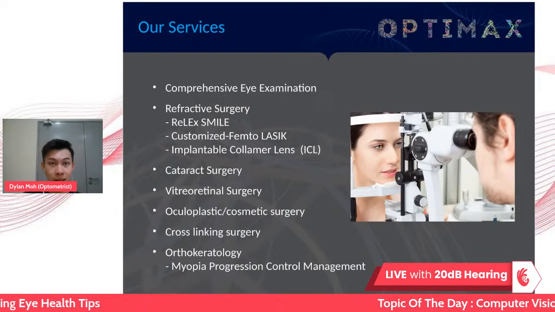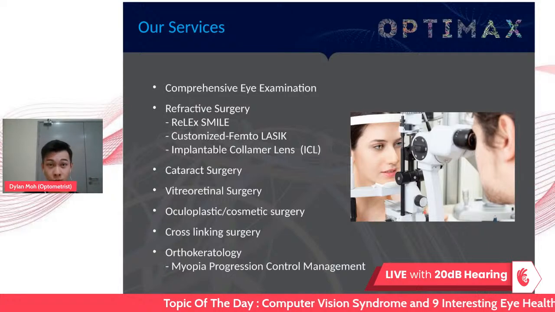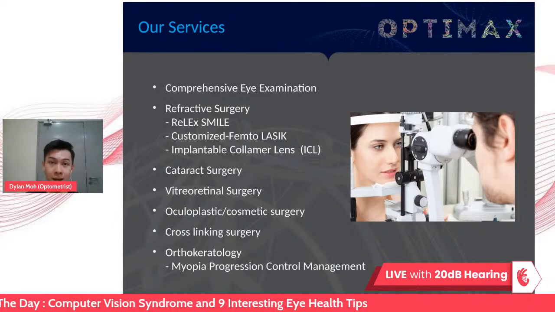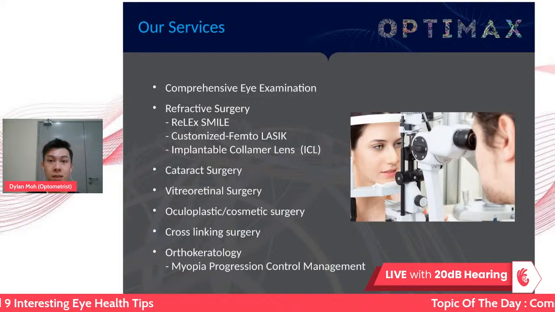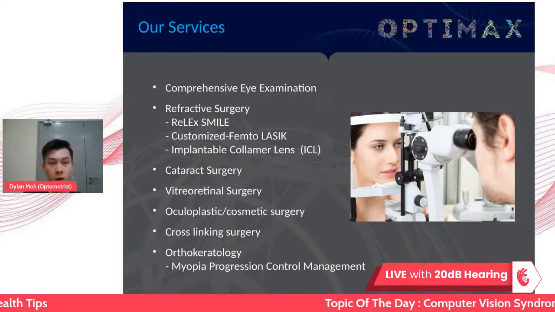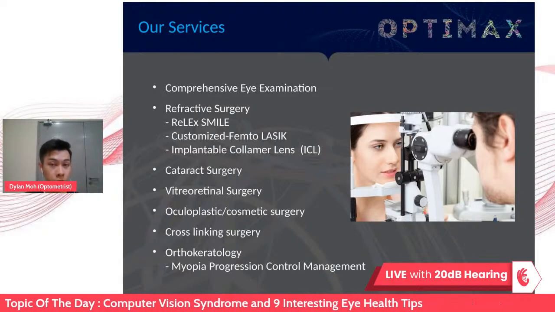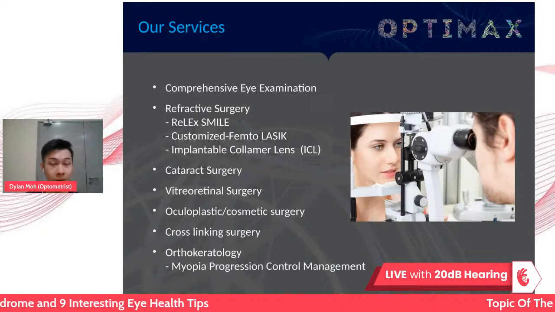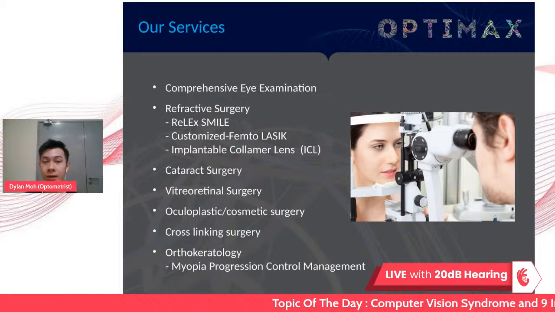Before I start my slide, most people may wonder what kind of services we at Optimax offer. Besides LASIK service, we also provide free eye checkups to the public, including the elderly, the teenagers, as well as the kids. After that, LASIK, the refractive surgery, ReLEx SMILE, Phantom LASIK, and for those who cannot undergo LASIK, they may consider ICL. For the elderly, they may also get blurred vision in future, so we also have cataract service.